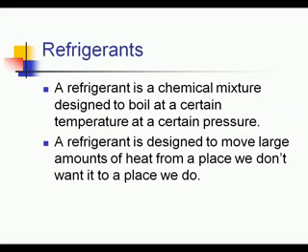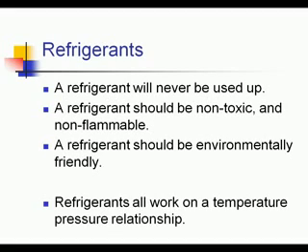In this lesson, we're going to talk about pressures, refrigerants, and the refrigeration cycles, as well as some of the major components of the refrigeration cycle and systems. A refrigerant is a chemical mixture that's designed to boil at certain temperatures at a certain pressure. A refrigerant is designed to move large quantities of heat from a place we don't want it to a place we do. In other words, we need a substance that can move a tremendous amount of heat, more than water, per pound, from, let's say, inside a cooler where we don't want it to outside a building where we want it.